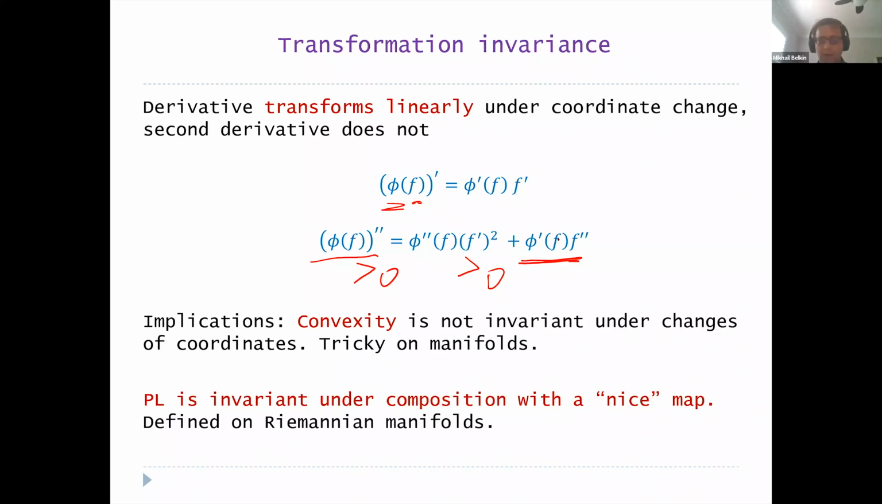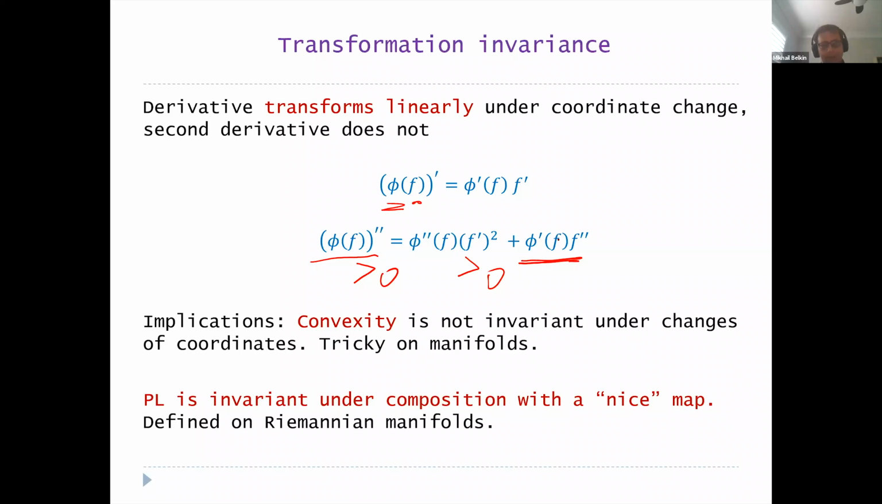And that's why, actually, on manifolds it's a tricky thing. You could consider geodesic convexity, but that really requires you to be very careful. You have to take this geodesic basis of coordinates and then write everything in this basis. So it's a tricky thing. With the PL condition, you don't have this problem.